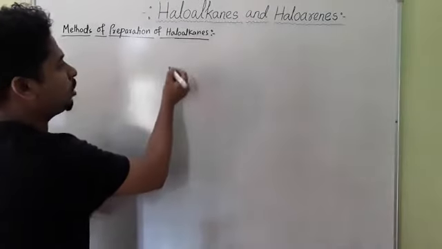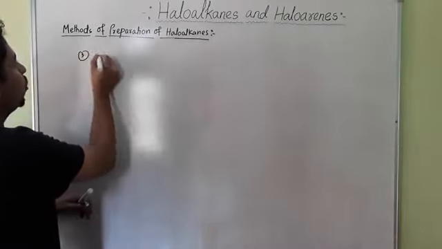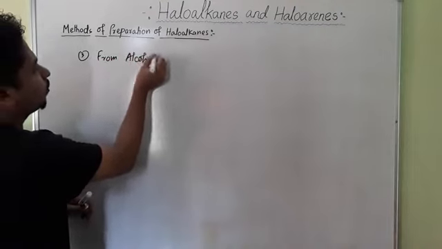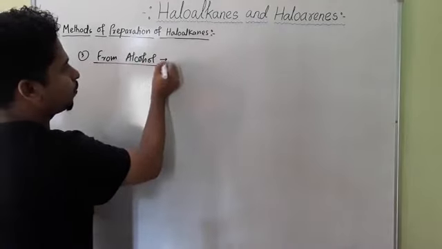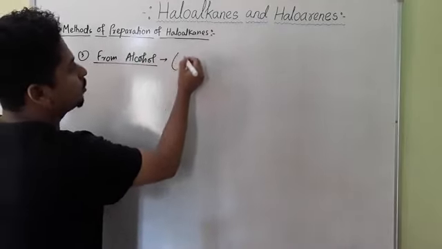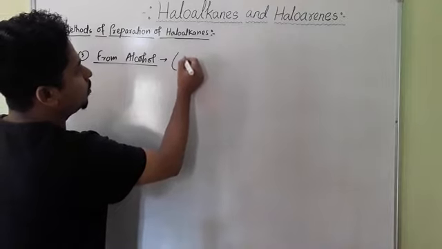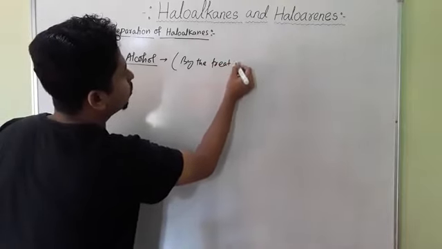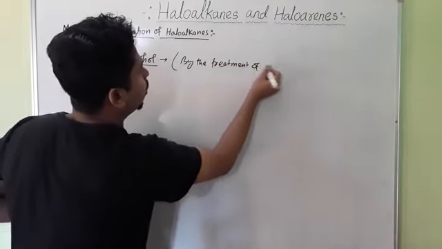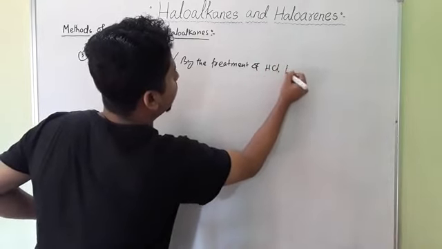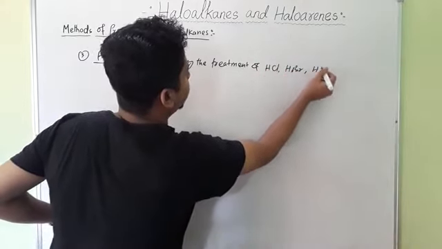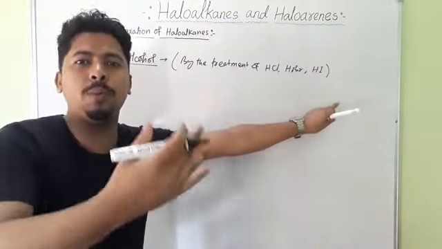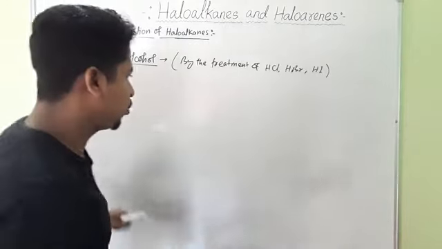Number 3, from alcohol, by the treatment of HCl, HBr, HI. Now when these alcohols are treated with HCl, HBr or HI, it will produce the corresponding haloalkane. So let us consider one reaction.